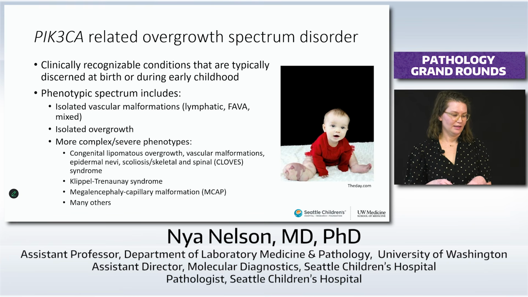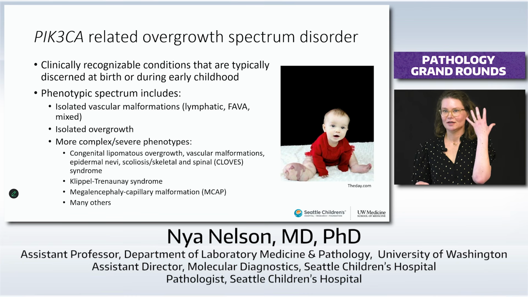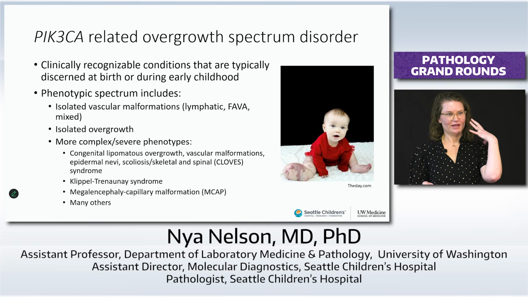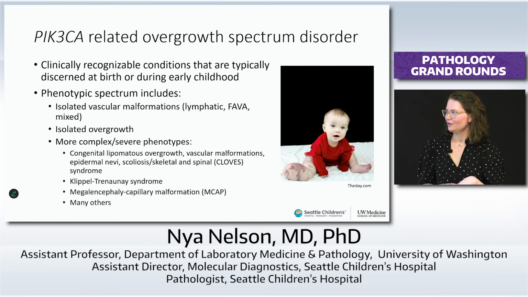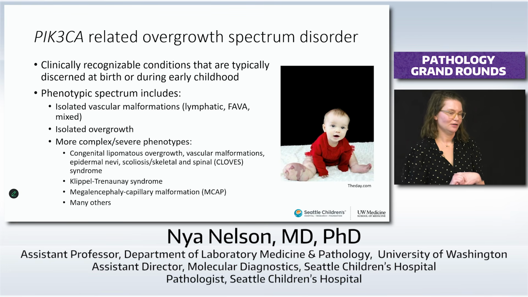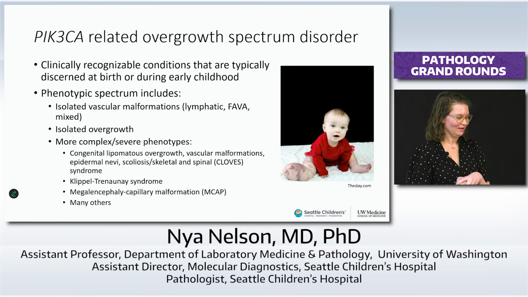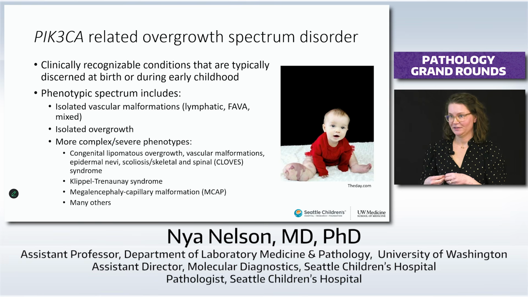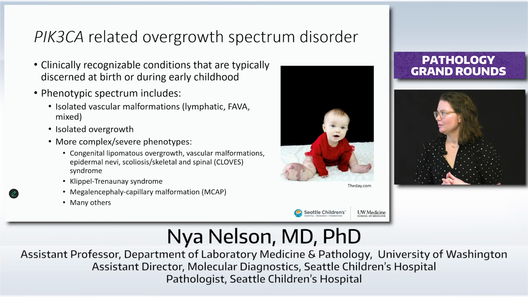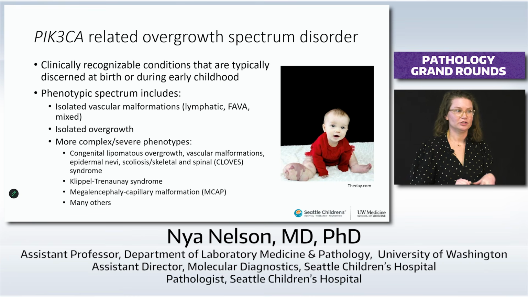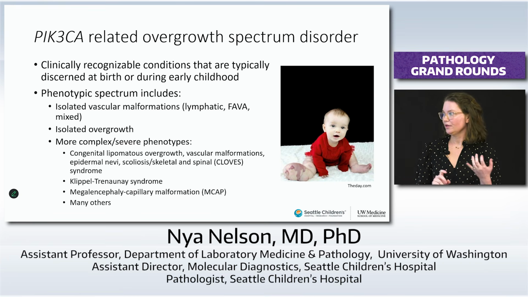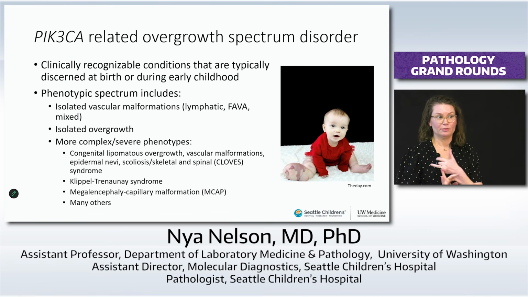So it includes things like isolated vascular malformations, perhaps a patient that has just a large cystic lymphatic malformation in the neck. It includes fibroadipose vascular anomalies. It also includes patients that have isolated overgrowth, whether that's an overgrown limb, or sometimes a patient will just have a little overgrown nodule on their hand that's also caused by PIK3CA, to much more complex or severe phenotypes. Like in this picture here, this patient has a diagnosis of CLOVES, which is characterized by overgrowth together with vascular malformations, epidermal nevi, and skeletal and spinal defects.